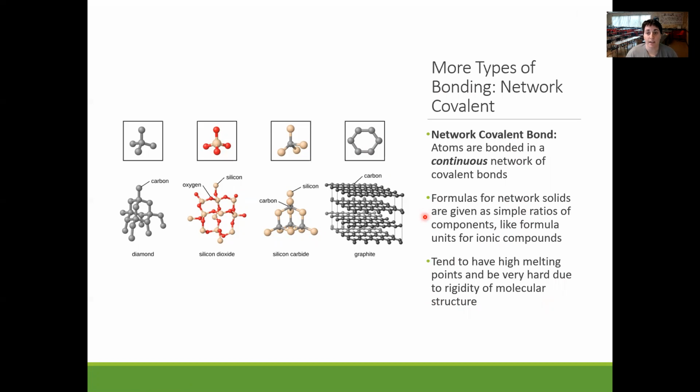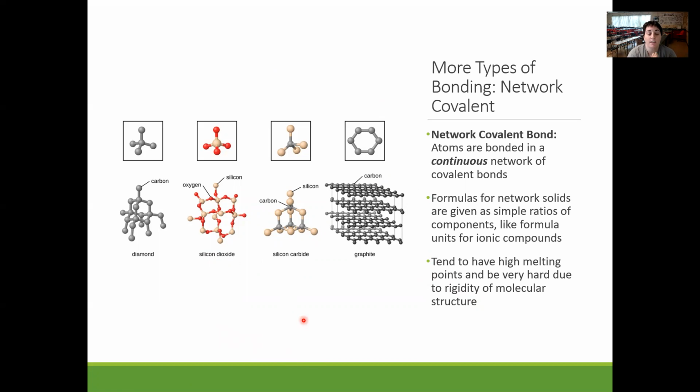So depending on the arrangement of the atoms, you get different properties, but in general, network covalent compounds have really high melting points, and they're very, very hard because their structures are very rigid. You have all of these atoms that are covalently bonded all together. So that makes them very, very rigid, very hard. So those are some examples of network covalent bonds.